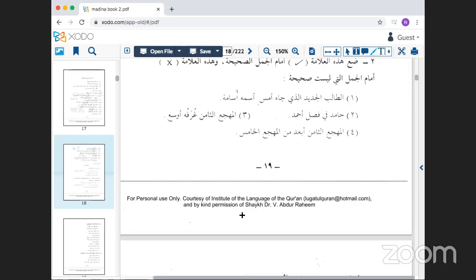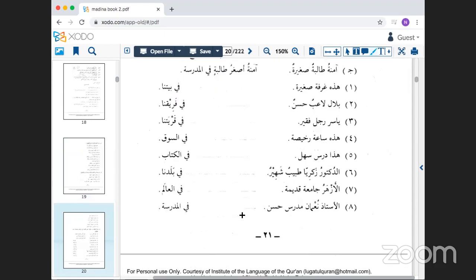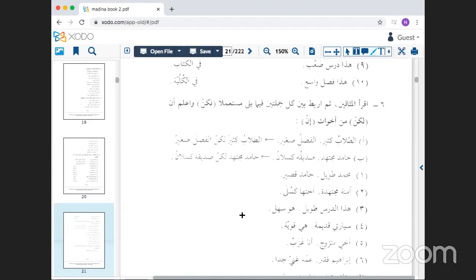Now, three things. Let's quickly track them in the exercises. Exercise number Tamreen Rakam Sitta. He says, اقرأ المثالين ثم اربط بين كل الجملتين فيما يلي مستعملا لكن واعلم أن لكن من أخوات إن. Join these two sentences using lakinna, knowing that lakinna is from the akhawat of inna. At-tullabu kathirun, al-faslu saghirun. At-tullabu kathirun, lakinna al-fasla saghirun. Let me ask someone who hasn't read yet, please, Abu Hamza, if you could read this for me.